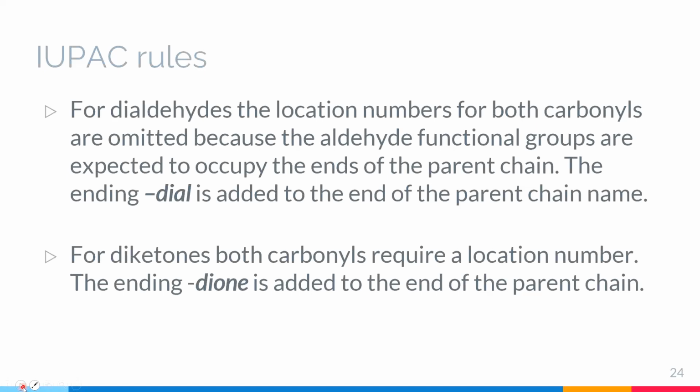For ketones, on the other hand, they can be anywhere in the chain, and you do need to put the number. Therefore, you put the number, and the suffix ending is dione.